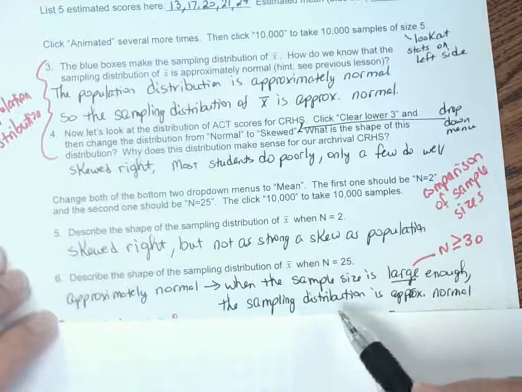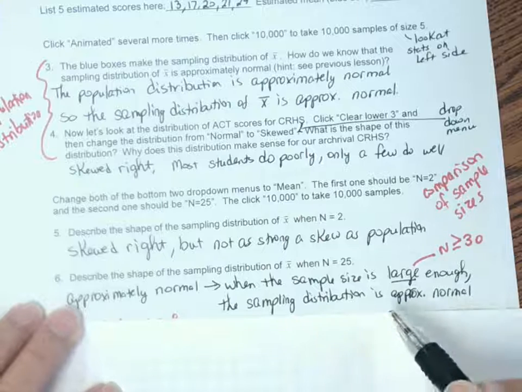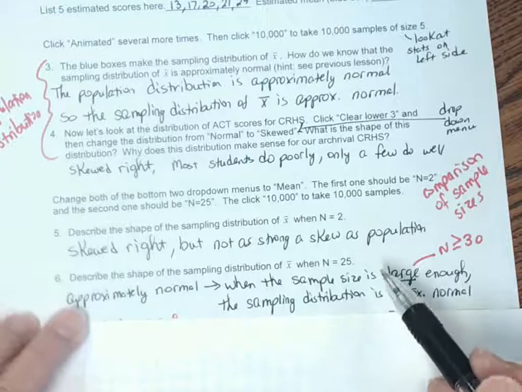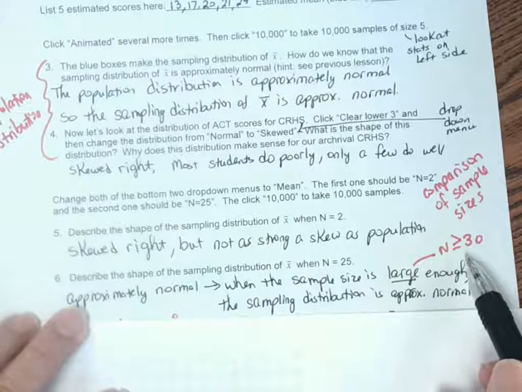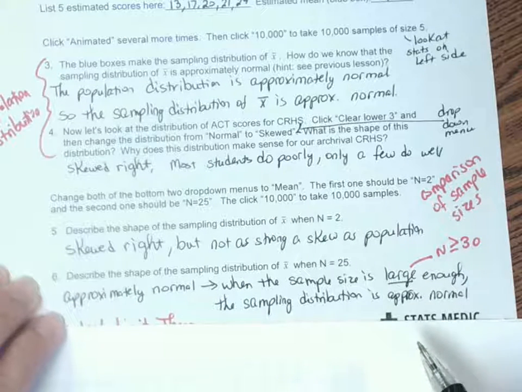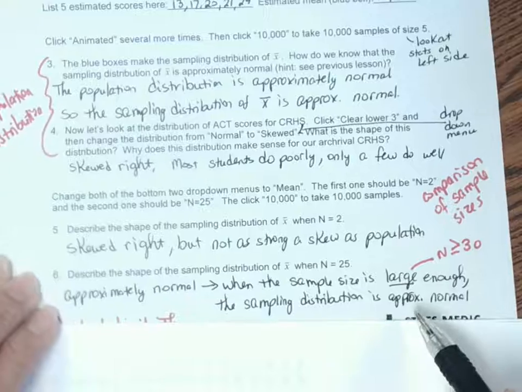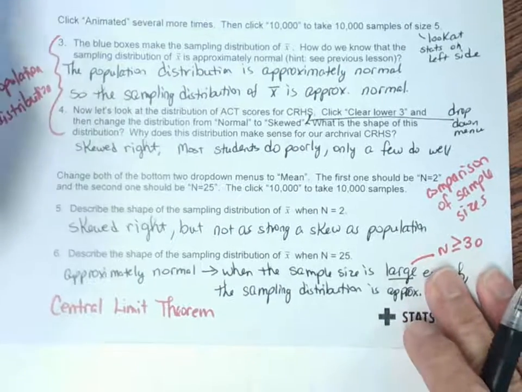Okay? So this is a real key part of statistics, is that even if your population is skewed, when you use a large enough sample size, which we define as greater than or equal to 30, then your sampling distribution will be approximately normal, which will allow us to use our probabilities. So again, that's the central limit theorem.